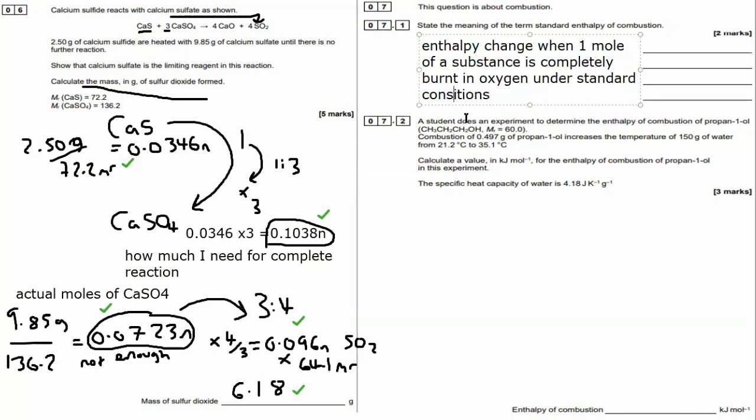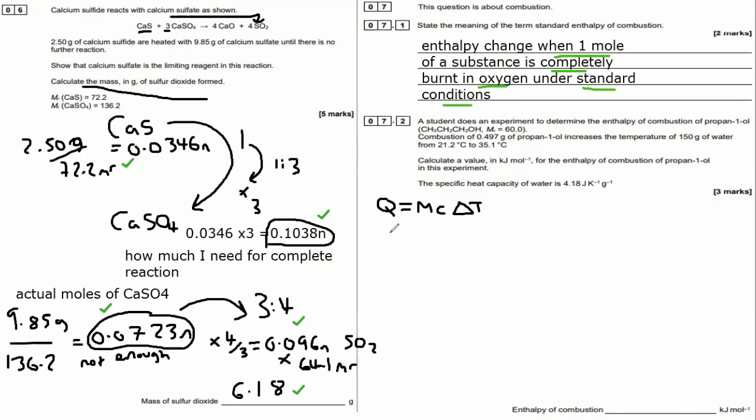Okay, let's look at 7.2. A student does an experiment to determine the enthalpy of combustion of propan-1-ol with an MR of 60. Combustion of 0.497 grams of propan-1-ol increases the temperature of 150 grams of water from 21.2 degrees to 35.1 degrees. Calculate a value in kilojoule per mole for the enthalpy of combustion of propan-1-ol in this experiment. The specific heat capacity of water is 4.18 joules.